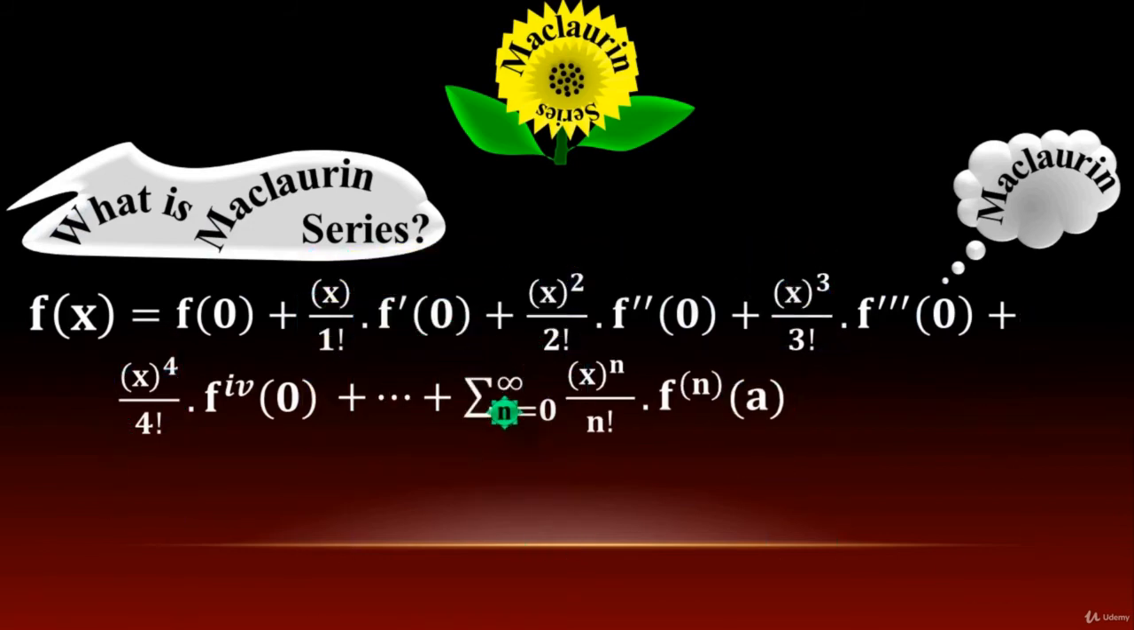n is an integer starting from any value up to infinity. It depends on the number of derivative terms. The more you take derivatives, the more terms you have in the formula.